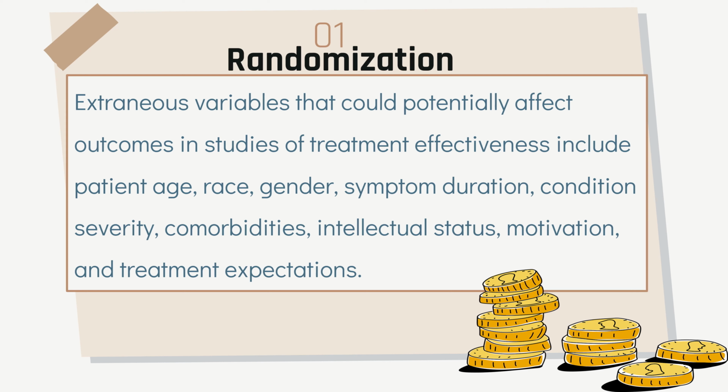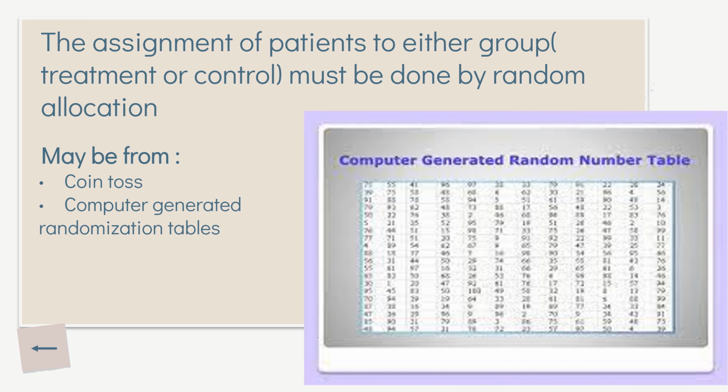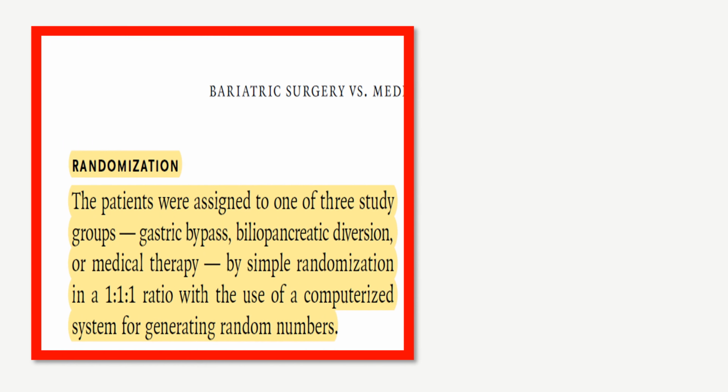Extraneous variables that could potentially affect the outcome in a study's treatment effect include patient age, race, gender, symptom duration, and treatment expectation. The assignment of patients to either group, treatment or control, must be done by random allocation, maybe from a coin toss or a computer-generated randomization table like this.